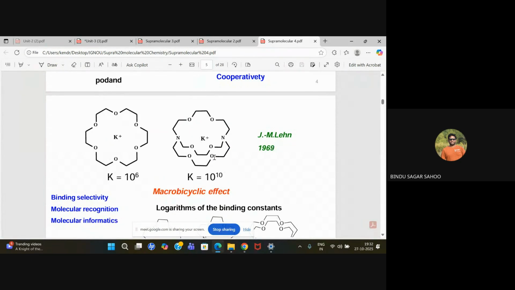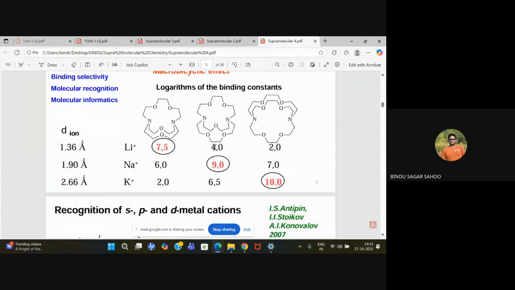They are offering three-dimensional donor atoms. Means in this direction also they can combine with this oxygen, oxygen, nitrogen, nitrogen, and also in the upper side of the plane, these two oxygen atoms can bind with the potassium ion. So this is providing a two-dimensional surface for binding with the potassium ion, and here it provides a three-dimensional surface binding with the potassium ion. Or simply I can say the effect is the macrocyclic effect. This is the macrobicyclic effect.